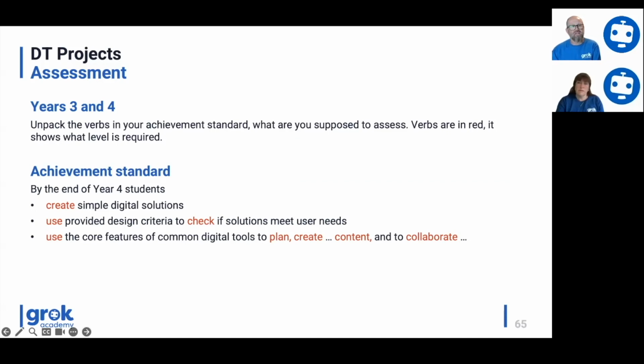to make or create design criteria, but they do need to be able to use them and create solutions that meet those needs. And then the third one here, use the core features of common digital tools. That's the digital literacy content of this particular type of work. So assessing whether students are actually using the technology that they have to meet all of the needs of this project process that we've been working on.